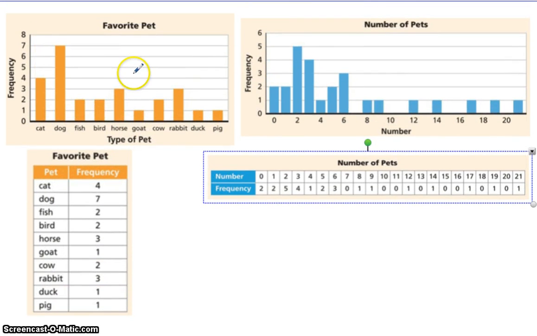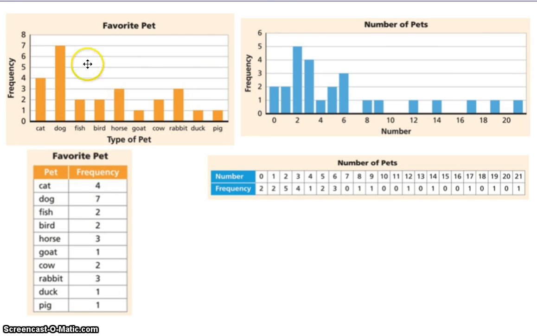The first one is favorite pet. If I came up to you and asked what your favorite type of pet was, you would respond with a word. There would be a certain animal that you are talking about. So that would be an example of categorical data. Now, from the types of pets, we can determine that there were 4 people that like cats, 7 that like dogs, and we can get lots of numerical answers out of our categories, but we still responded to the original question with a word.